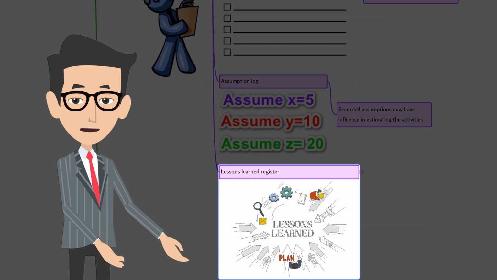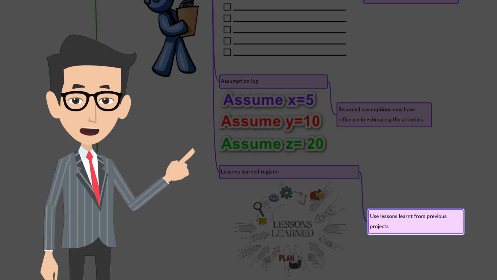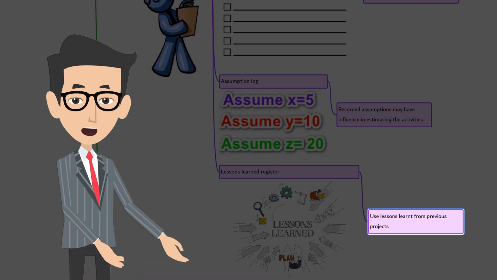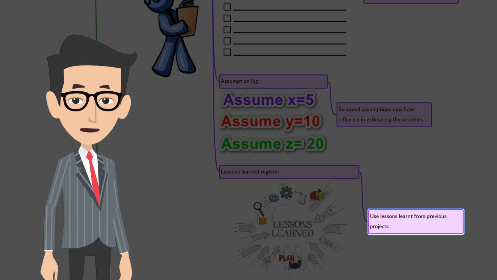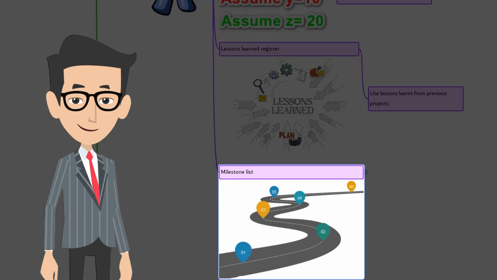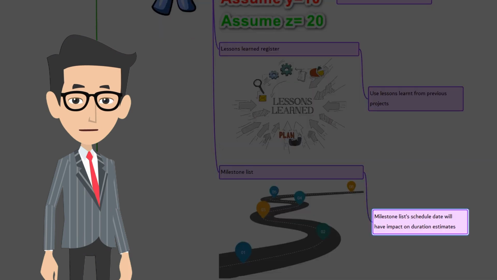The next one is lessons learned register. Lessons learned from previous project with regard to effort and duration can be applied in the project to improve the accuracy and precision of effort and duration estimates. Milestone list. The milestone list may have scheduled dates for specific milestone that may impact the duration estimates.